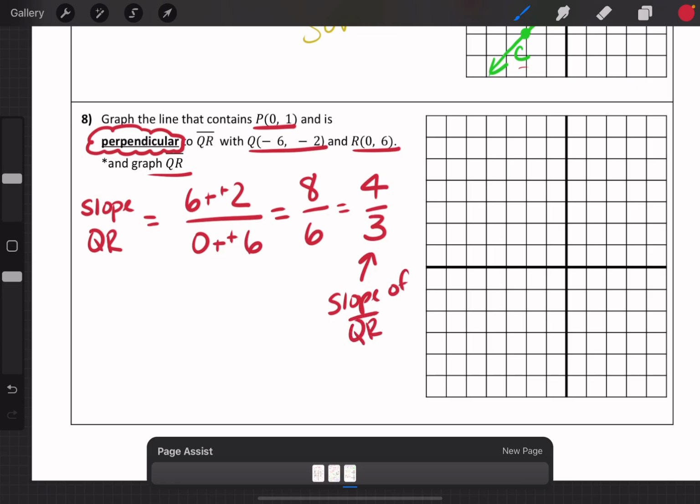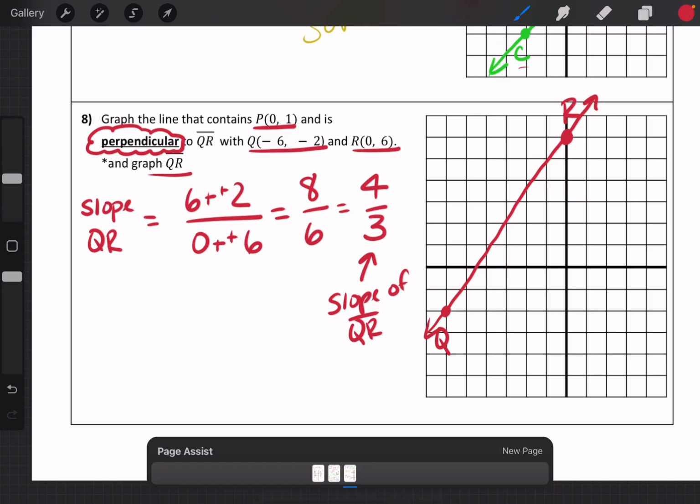And I do need to graph QR. So we're going to go over 1, 2, 3, 4, 5, 6. We're going to go down 1, 2. That is my Q. My R is at 0, 1, 2, 3, 4, 5, 6. This is my R. Again, use a ruler, make a perfectly nice straight line.